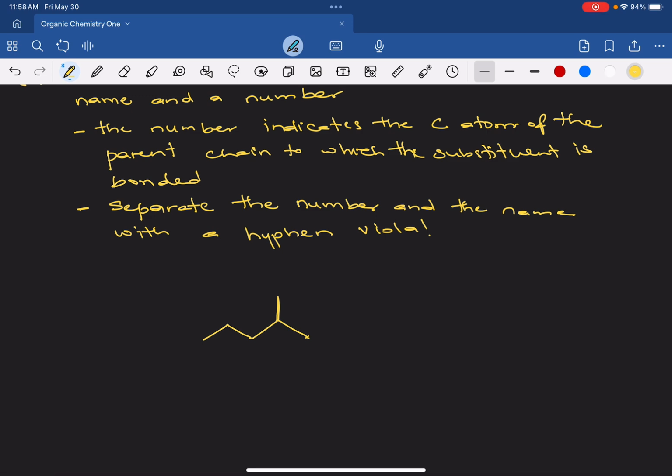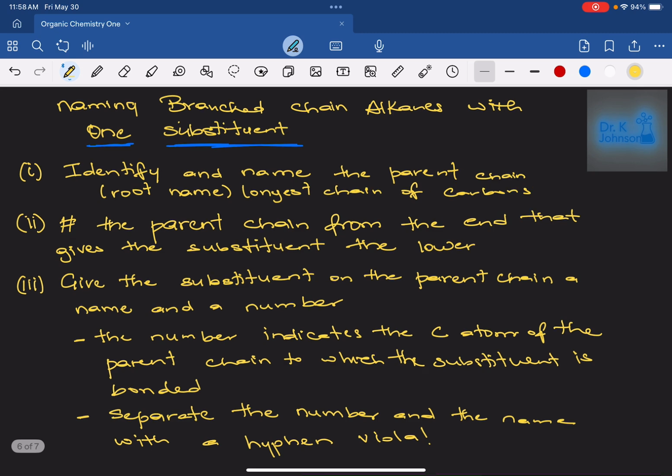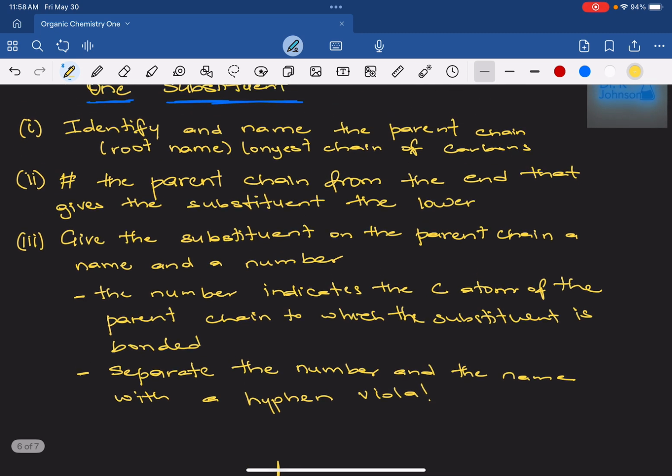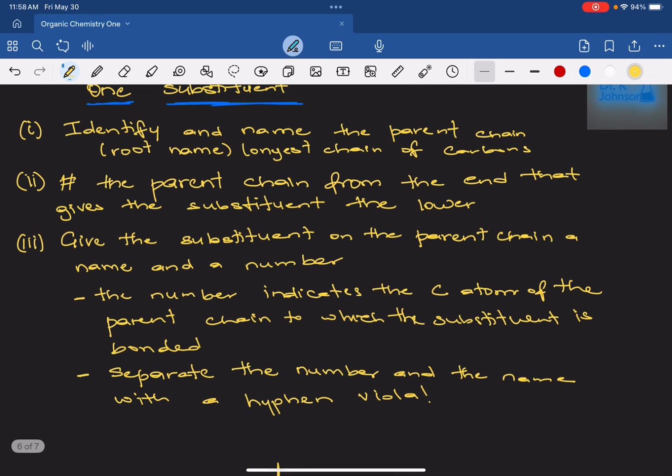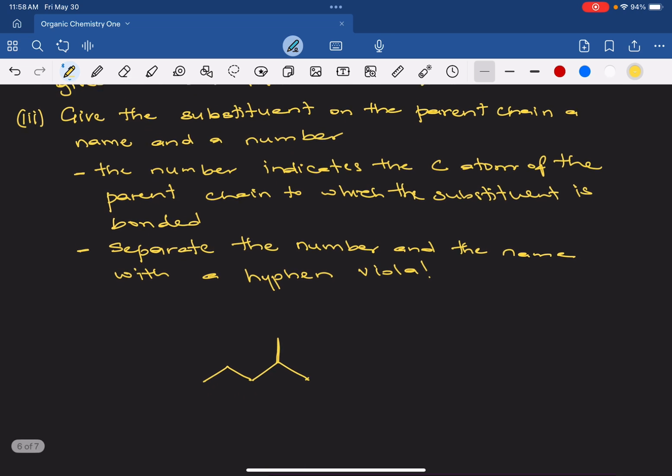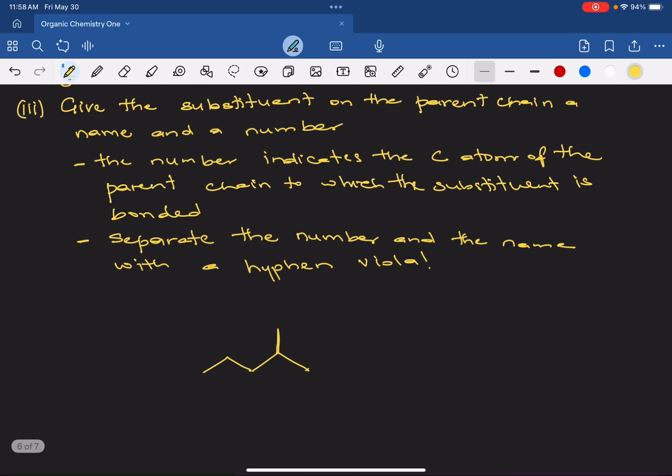The first thing that you need to do, and it's rule number one, is identify and name the parent chain, or the longest continuous chain of carbon. I also taught you how to do that in earlier lessons. So let's find our longest chain of carbons. We're going to connect our carbons. That's 5 carbons, right? That is your longest chain.